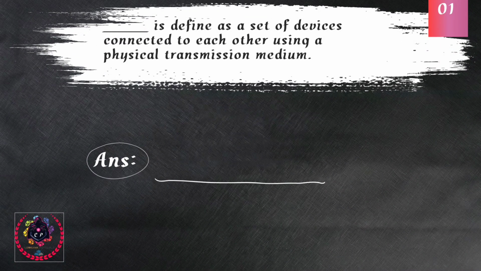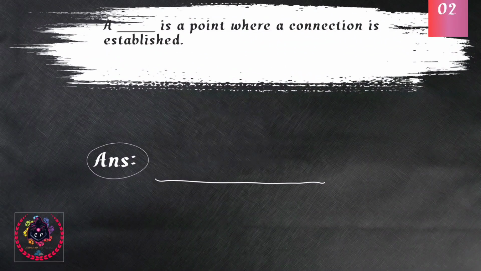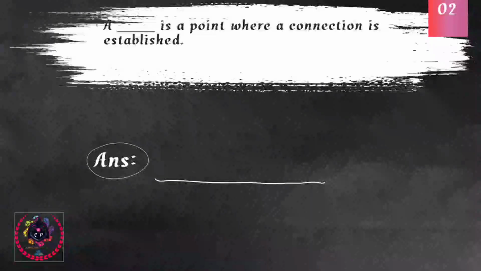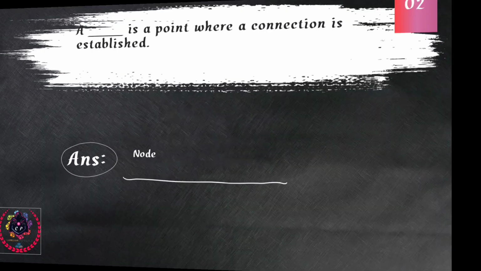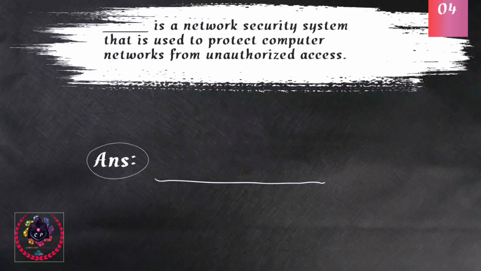Network is defined as a set of devices connected to each other using a physical transmission medium. Node is a point where a connection is established. Note: the Switch is a network device that connects two or more network segments. Firewall is a network security system that is used to protect computer networks from unauthorized access.